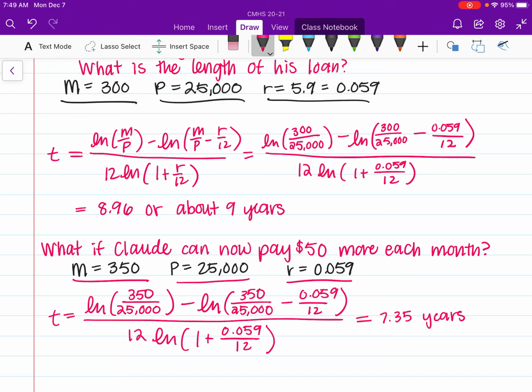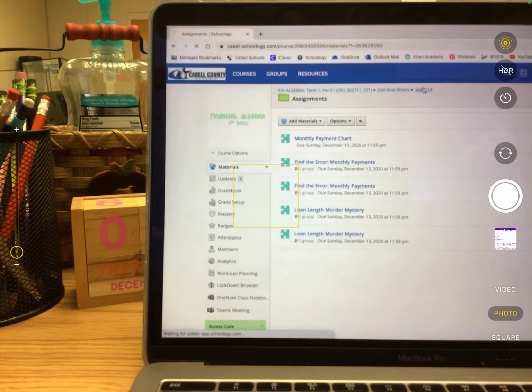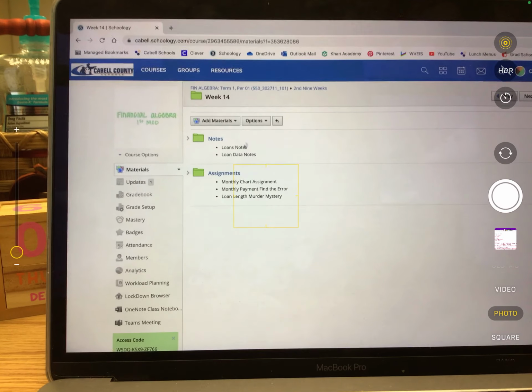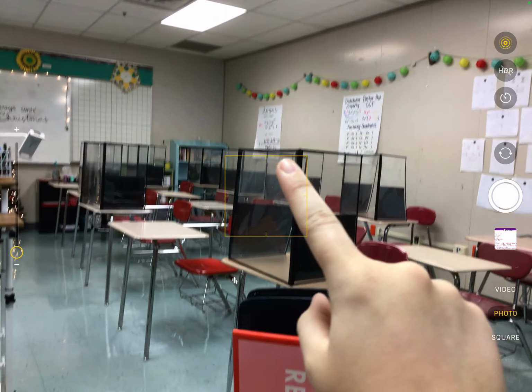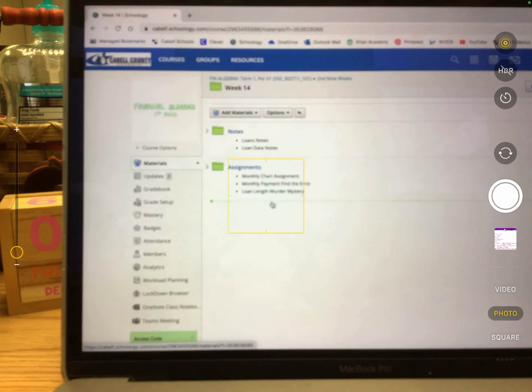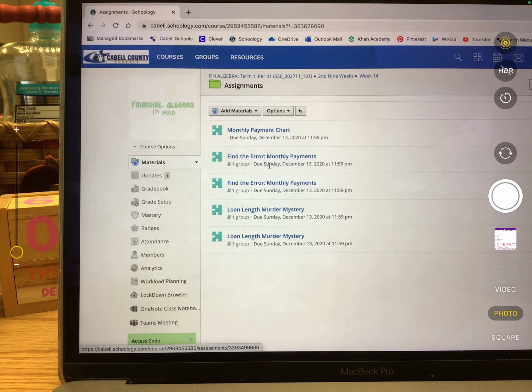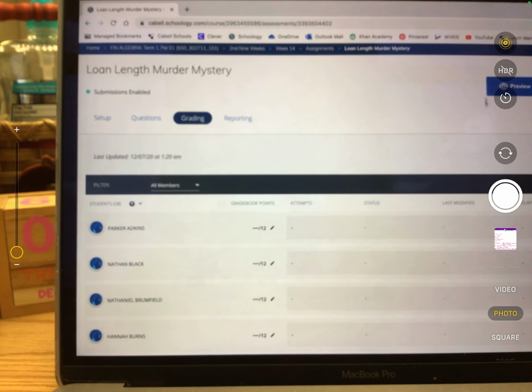So let's look at the assignment that I have for this. Let me see here. Pull this back up. All right. So in the week 14 folder, we have the notes, which are going to be right here. I'm also going to post a picture over there. There it is. I made a new big sticky with all of the formulas on it, so I'll post that picture in there. And let's look at the assignment. So these two, find the error and the monthly payment, were from yesterday, and loan length is from today. Again, we have a group B and a group A one just because we can't use our calculators at home.